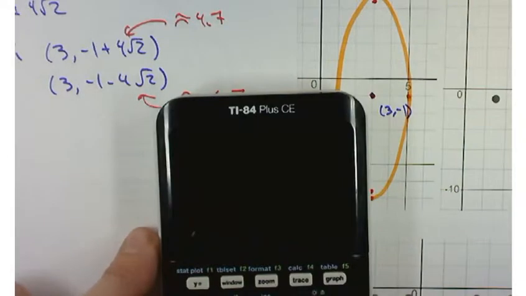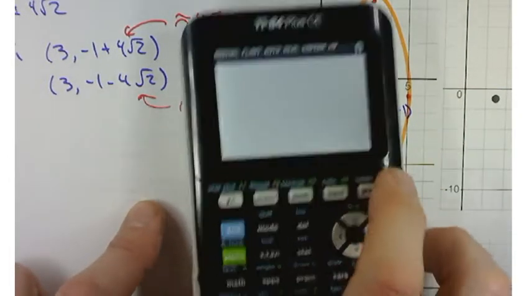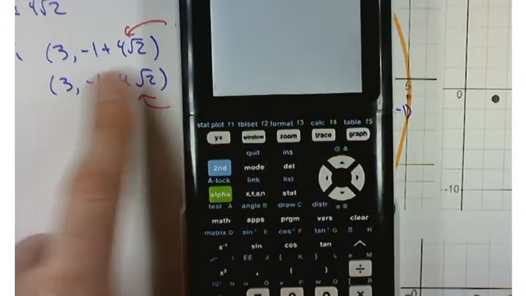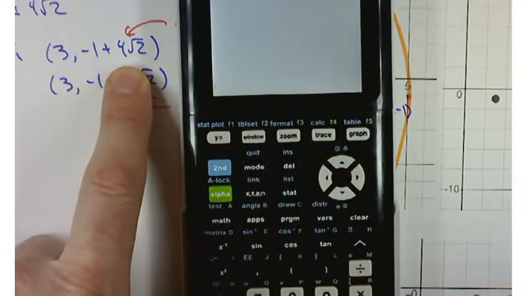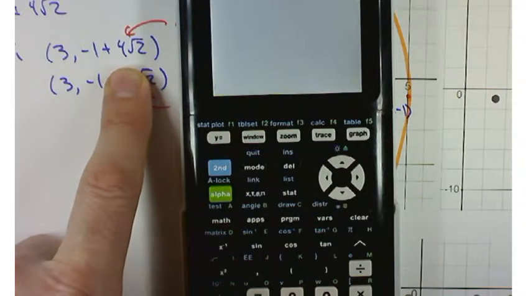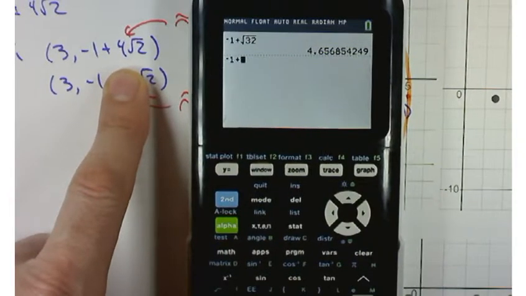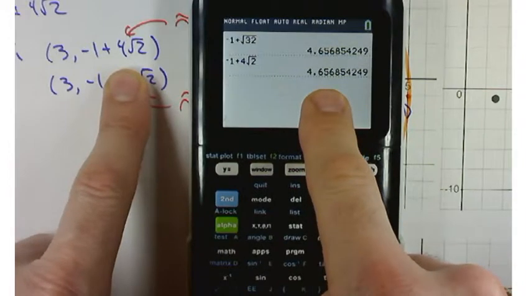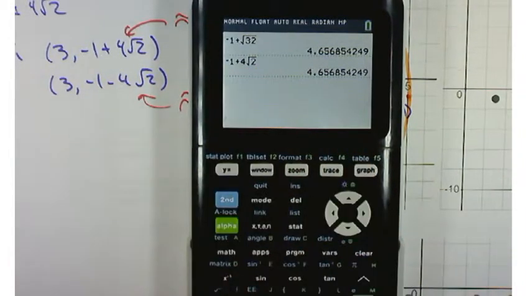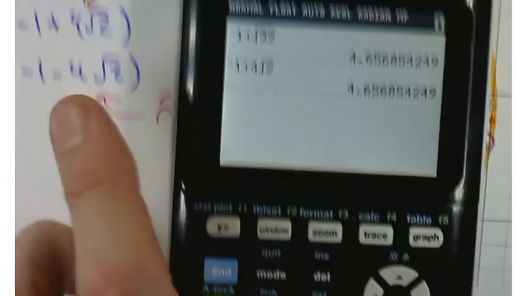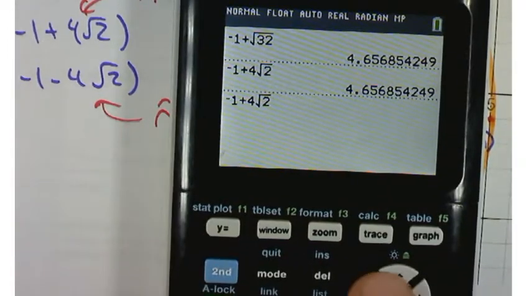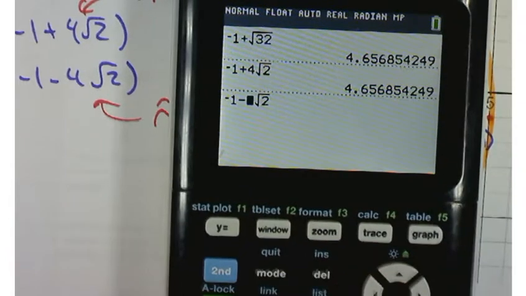All right, good question. There's a couple of things you can do here. Really, if you want to be lazy, your calculator doesn't care if you rationalize this or if you do that. So you can do negative 1 plus the square root of 32 and get that. Or you can do negative 1 plus 4 square roots of 2, and you should get the same thing. So about 4.7. Now, if you've got one of these, then the cute trick to get the other one is to hit the second key, then the enter key. Just go back and make that a minus.